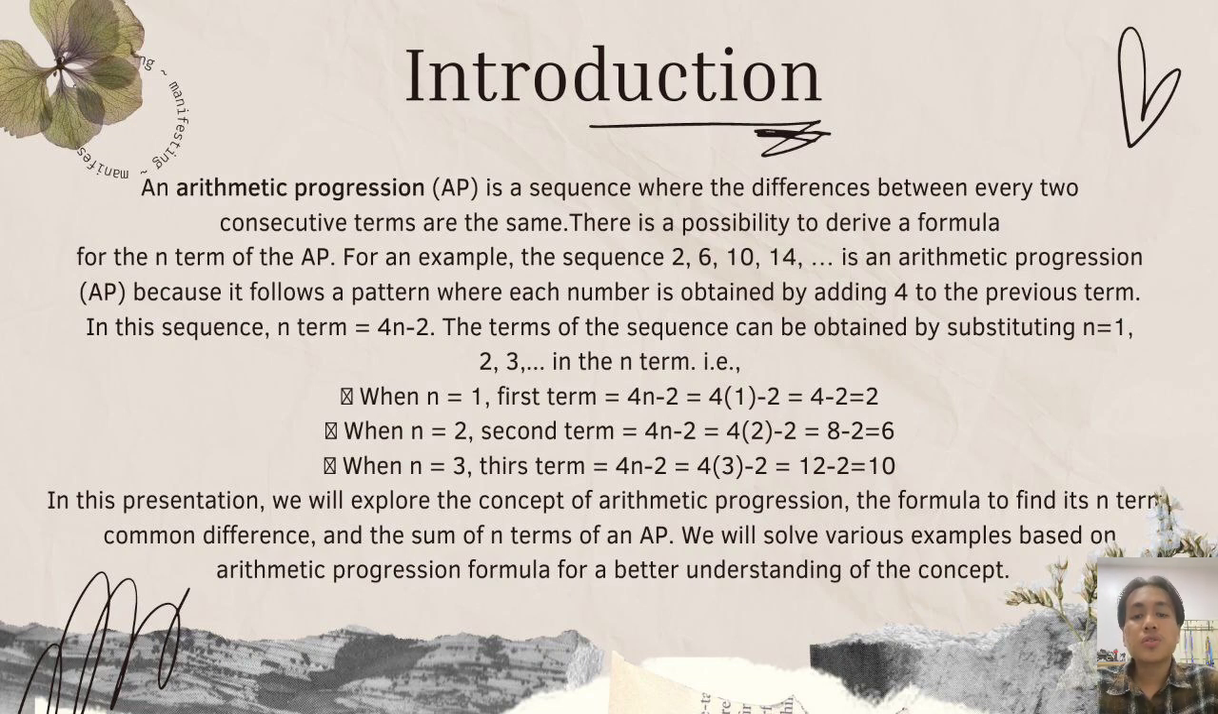The terms of the sequence can be obtained by substituting n equal to 1, 2, 3, and so on. So, here we will look at the example. When n is equal to 1, 4 multiplied by 1 minus 2 is equal to 2. The second term, 4 multiplied by 2 minus 2, is equal to 6. And the third term, 4 multiplied by 3 minus 2, is equal to 10.